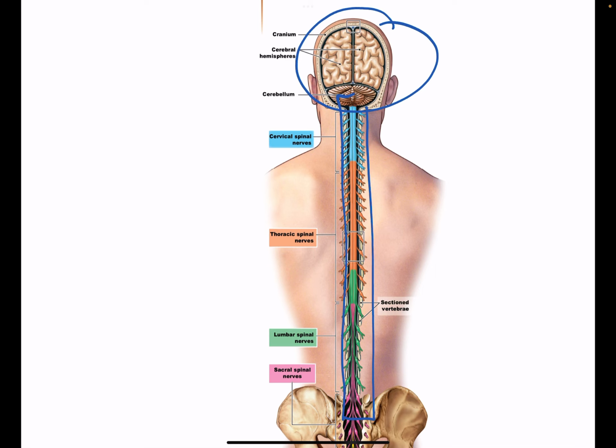Okay. So you should know that, yeah, I know my central nervous system is made up of my brain and my spinal cord. And then the different parts of the spinal cord would be cervical nerves, thoracic nerves, lumbar, and sacral.